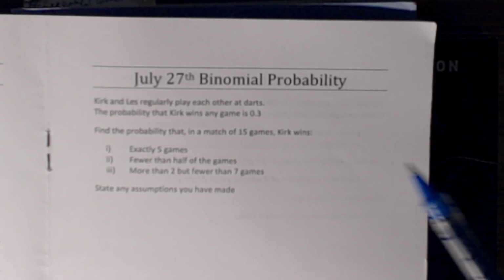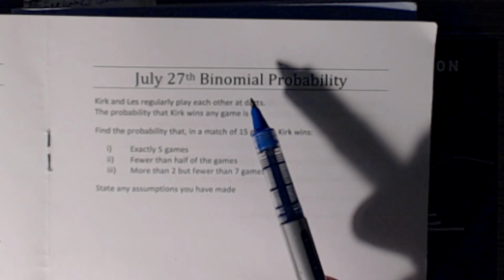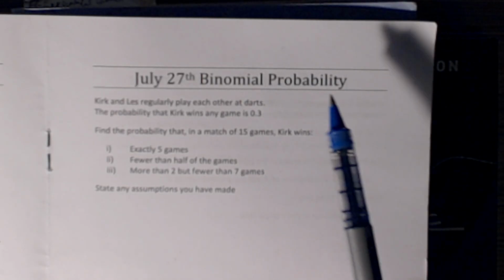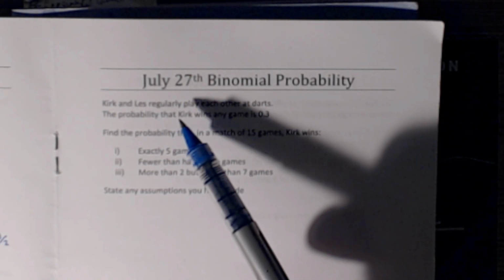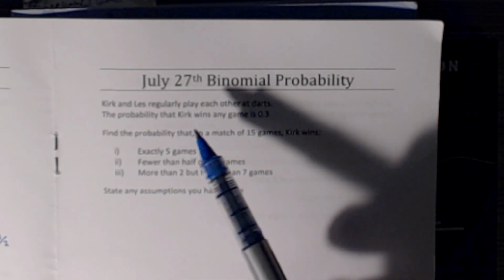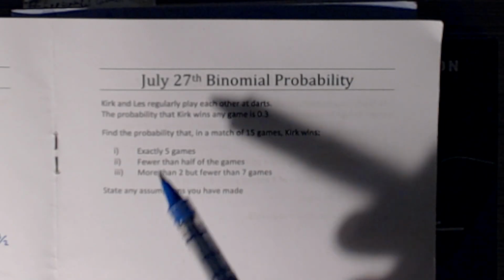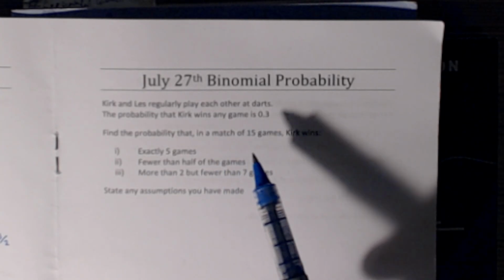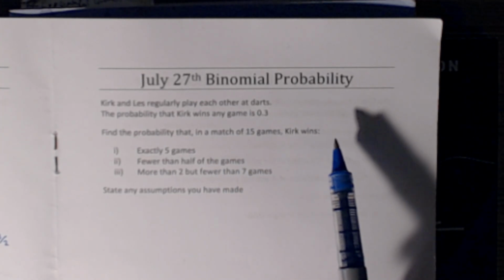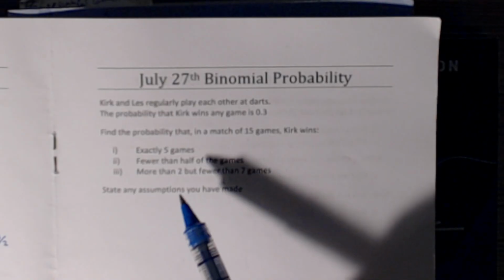Today I'll be answering the July 27th question on binomial probability. This question has a bit of a setup. Kirk and Les regularly play each other at darts. The probability that Kirk wins any game is 0.3, and we want to find the probability that in a match of 15 games, Kirk wins, and then we have various criteria here.